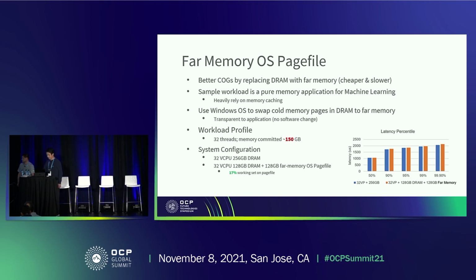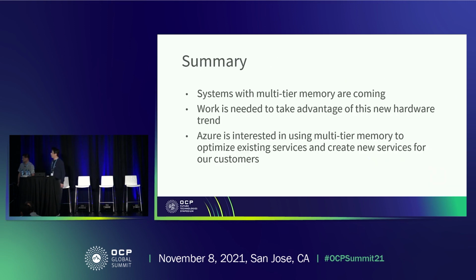So to summarize, systems with multi-tier memory are coming, and work is definitely needed to take advantage of this new hardware. Azure is interested in using multi-tier memory to optimize existing services and workloads. So thank you all. That's all I have.